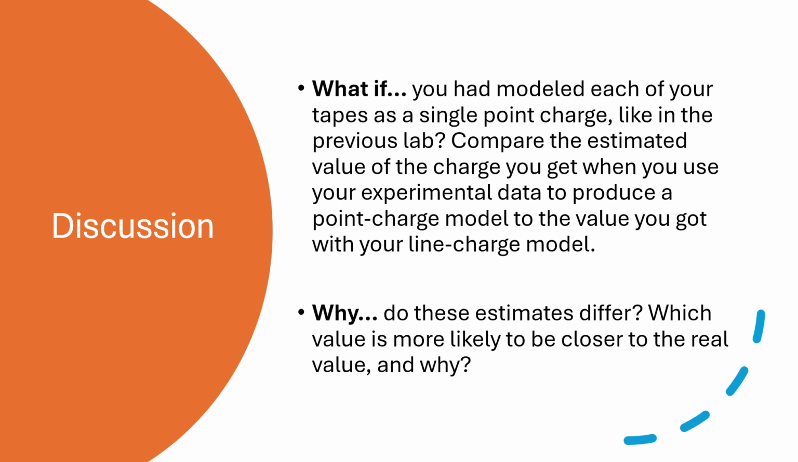Why do these estimates differ? As I just explained, I believe that not all of the charge is pointing in the positive y direction, causing you to need more overall charge to fully cancel out the force of gravity. And so because of that, I believe the line charge is more likely to be closer to the real value because it's more closely resembling a real piece of tape.